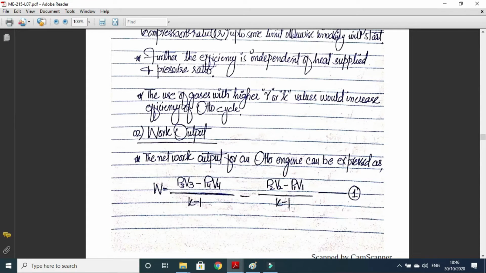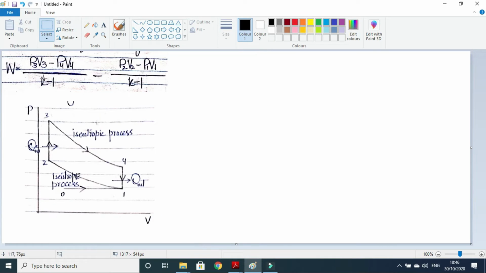If you remember chapter number 4 of thermodynamics, where we applied the law of conservation of energy to closed systems, there you learned the moving boundary work, and you derived this expression for the polytropic process: (P3 V3 minus P4 V4) divided by (K minus 1). So you can go through the old lectures or the books to see the derivation. I can show you here. This is the expression and this is the PV diagram.